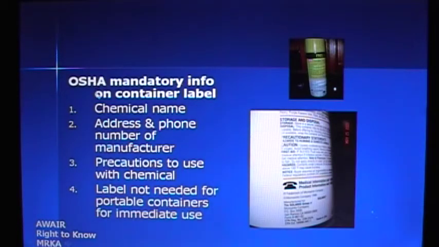OSHA, mandatory info on container. You have to have a chemical name. You have to have a manufacturer and the address. You have to have precautions you need to take with the chemical. And labels are not needed for portable containers, but make sure that you're going to use it and discard it very quickly.